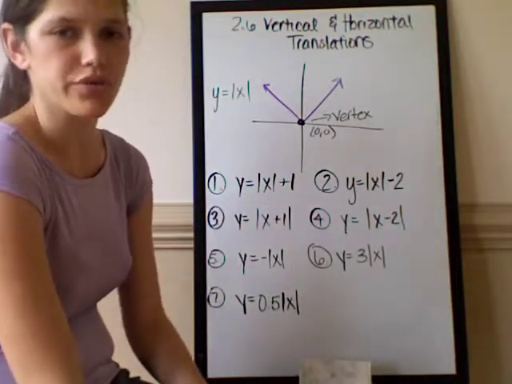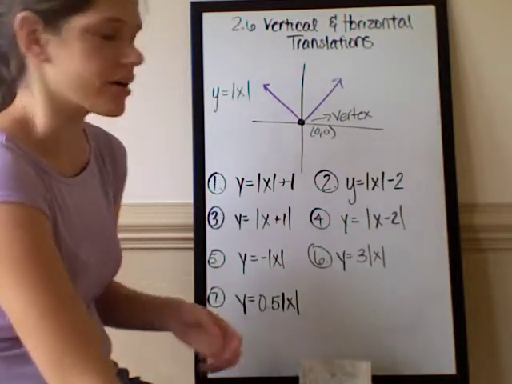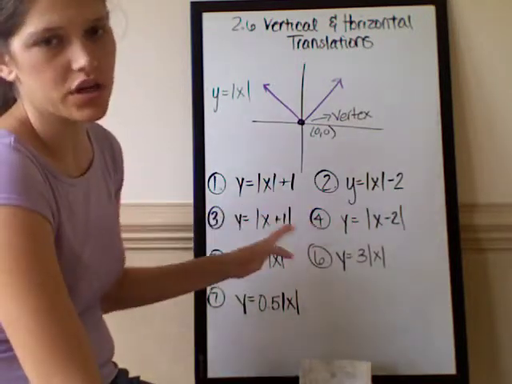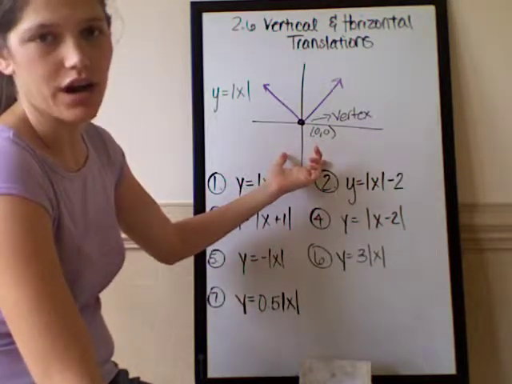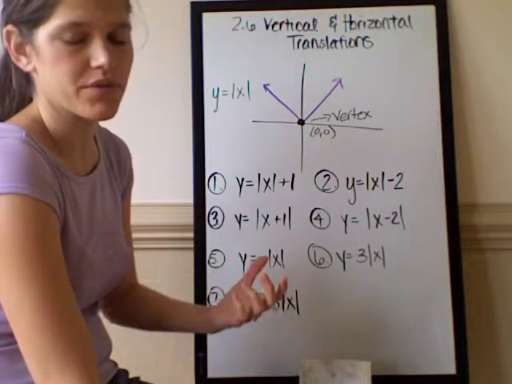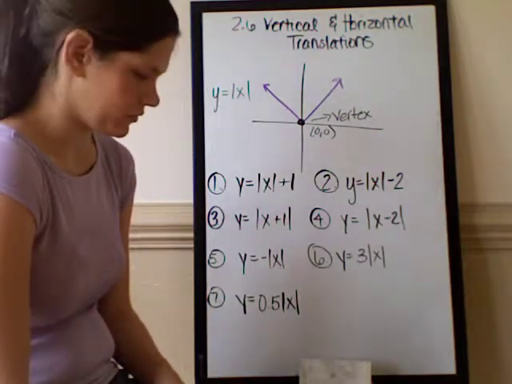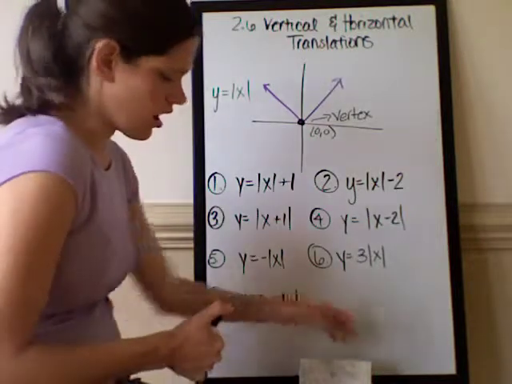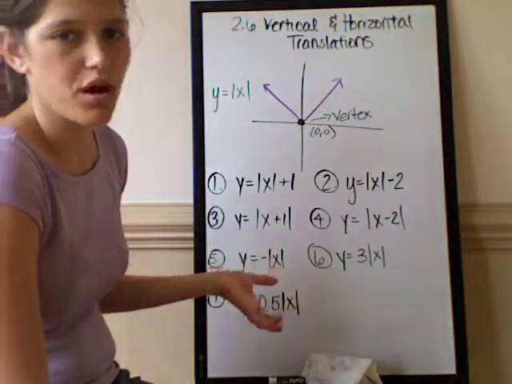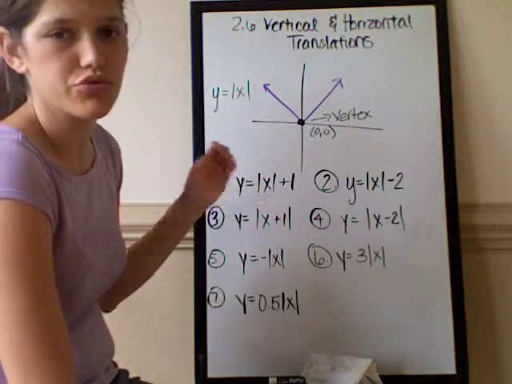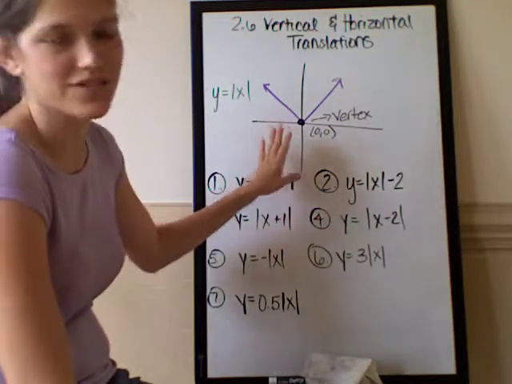So what I want you to do right now, I want you to pause the video, grab your graphing calculator, graph each one of these functions and tell me how does it change from this graph? How is it different from the parent graph? Okay, so go ahead and pause it. All right. So hopefully you paused and you went through and you graphed these on your graphing calculator. Now you can tell me how are they different from this function.